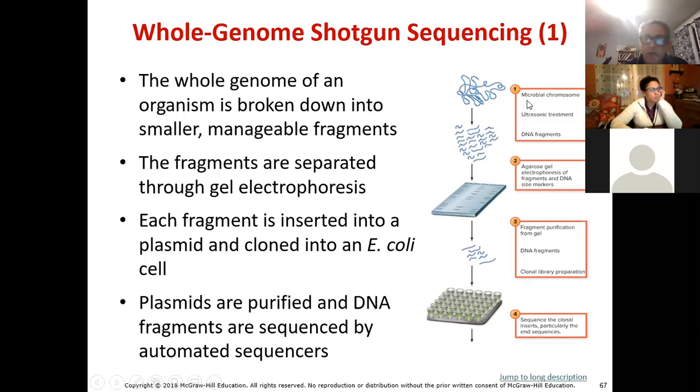So for the sequencing, you can first take a microbial chromosome. If we were starting with a microbe, ultrasound fragments the DNA. The fragments are separated on a gel through electrophoresis. We mentioned that before. Each fragment is then inserted into a plasmid and cloned into E. coli. The plasmids are then isolated and purified. DNA fragments are then sequenced by automatic sequencers. So you'd have all this DNA, you grow it up in a bacteria, and then isolate that again and sequence each one.